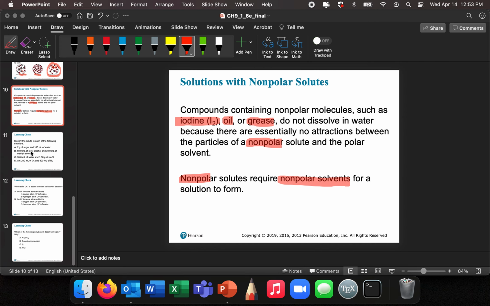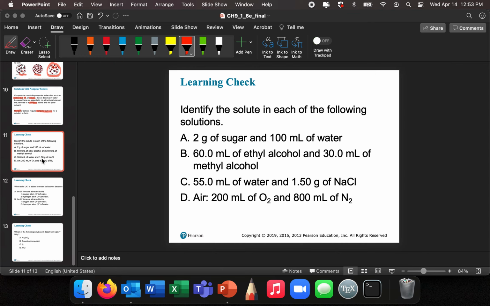So let's practice this. Pause the video and make a guess at this question. Identify the solute in each of the following solutions. Which is the solute? Remember, the solute is lower in amount, and the solvent is higher in amount. Okay, so identify the solute in each of these solutions. Pause the video and come back to it.